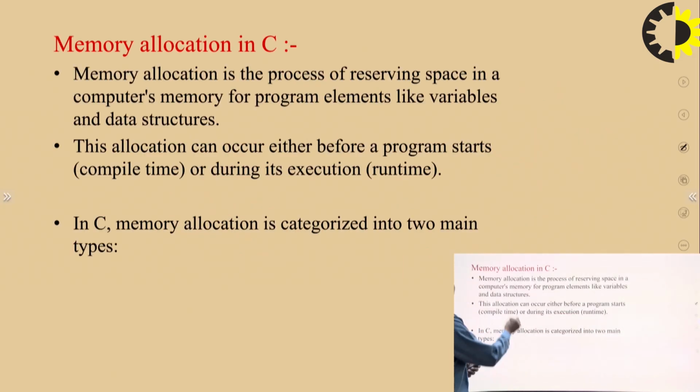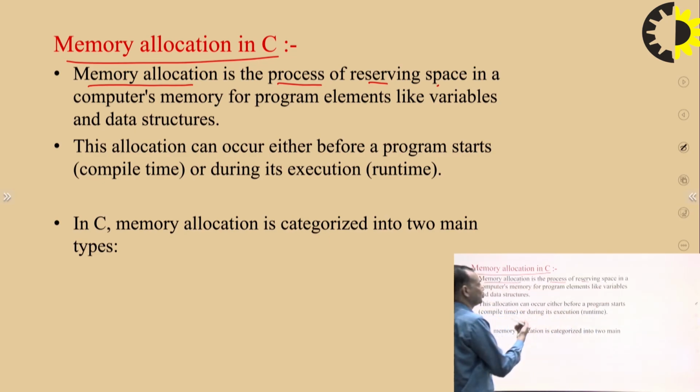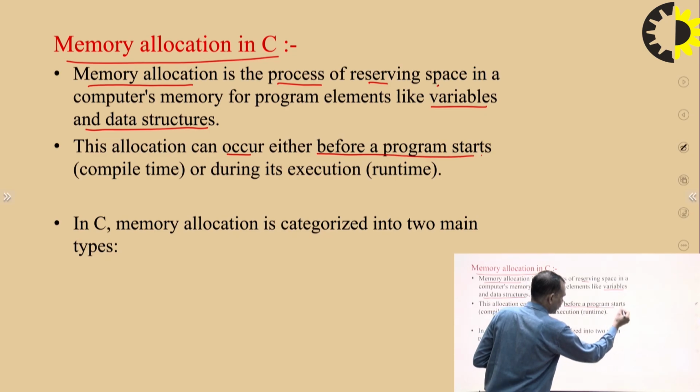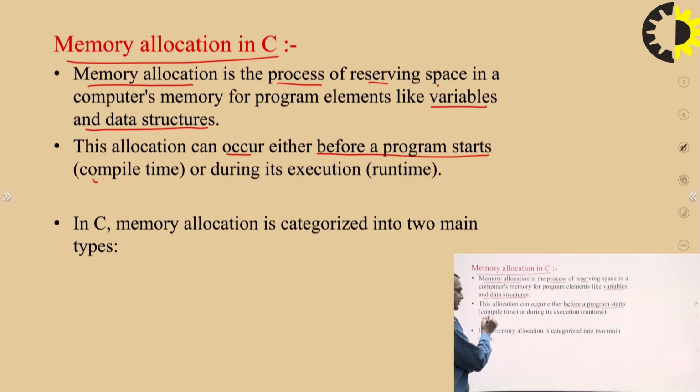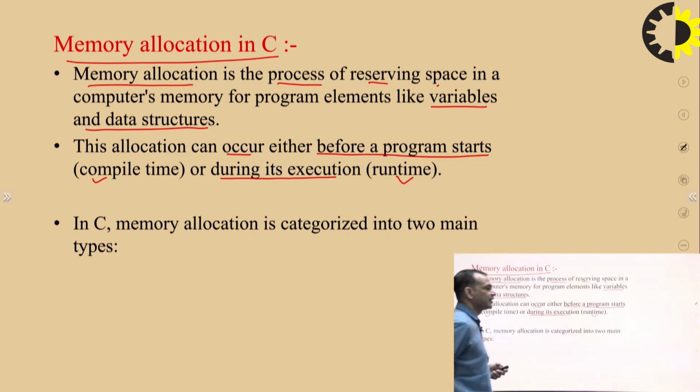So the first one is memory allocation. There are two types. As we have discussed, memory allocation is the process of reserving or occupying space for a variable or any data structure when we are programming. This allocation can occur either before the program starts, which is known as compile time, or during its execution, which is known as runtime.